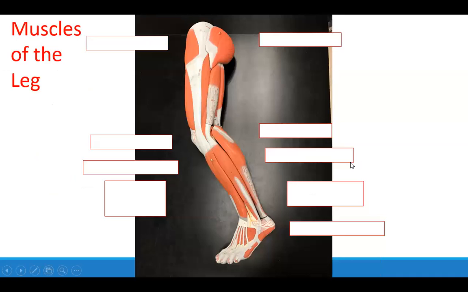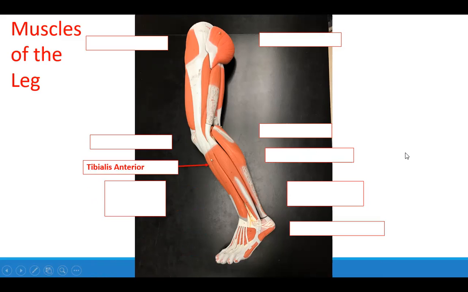Now in our leg, the leg is pretty straightforward. Let's take a look at this. I will tell you that if you ever look at a leg model, an important thing to remember is the big toe is always on the medial surface. The little toe is always on the lateral side. So, okay, let's take a look here.